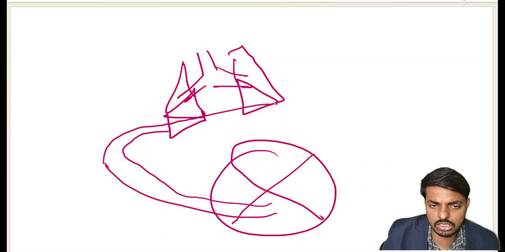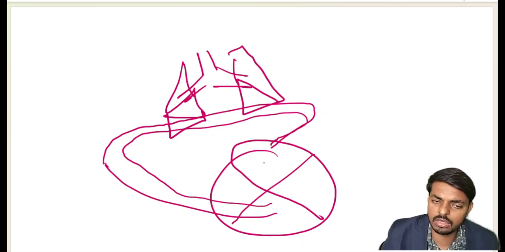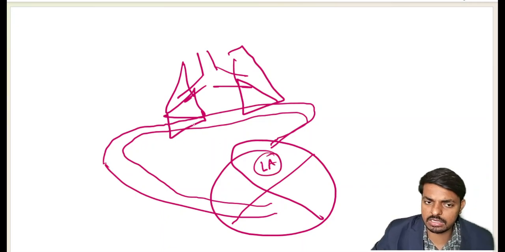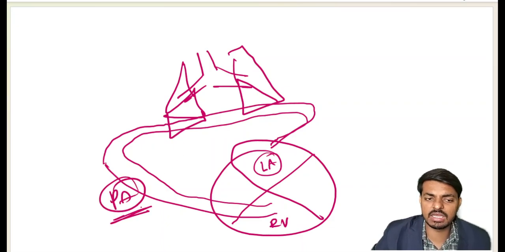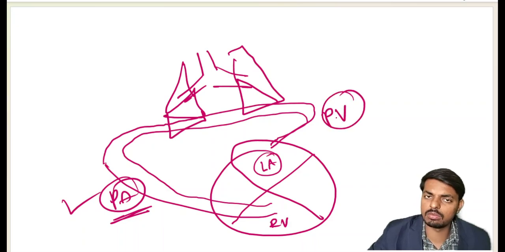When the blood gets oxygenated, the pulmonary veins bring the blood to the left side of the heart, that is, the left atrium. Oxygenated blood comes from the lungs to the left atrium, and deoxygenated blood goes from the right ventricle to the lungs through the pulmonary artery. The only artery which carries deoxygenated blood is the pulmonary artery, and the only vein in the body which carries oxygenated blood is the pulmonary vein. Hope the concept is clear.